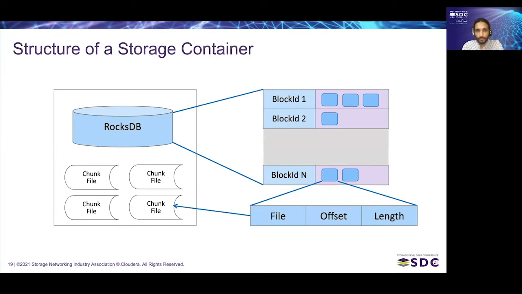Let's look at the structure of a storage container now. A container comprises of data files or chunk files. These files store the data. And then there is a RocksDB instance to store the metadata related to the container or blocks. For every block, there is a metadata entry in RocksDB, which tells which file that block is stored in. It also contains other metadata like checksum and other information related to that particular block. RocksDB also stores other metadata like deletion metadata and other metadata related to the container.